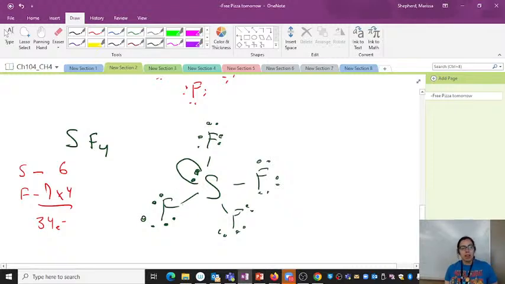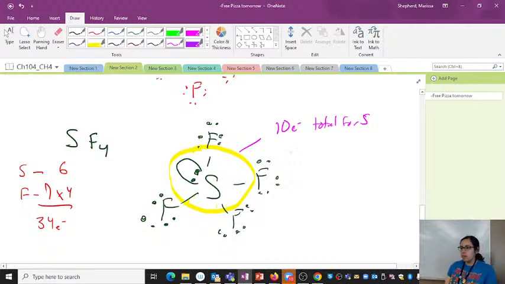So we can analyze our structure. The fluorines all have the octet. It's okay that sulfur has a lot of electrons. It has 1, 2, 3, 4, 5, 6, 7, 8, 9, 10. But we said that that's okay. It can do expanded octets, so 10 electrons total for sulfur.